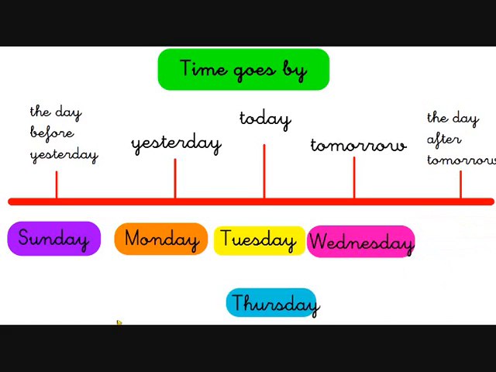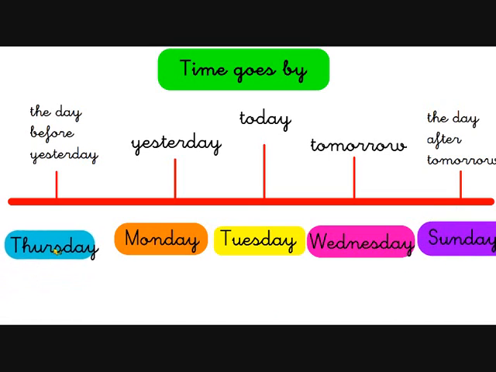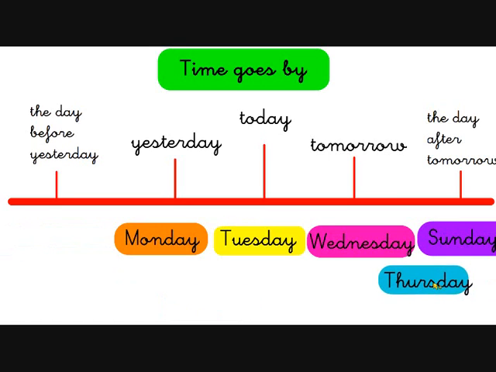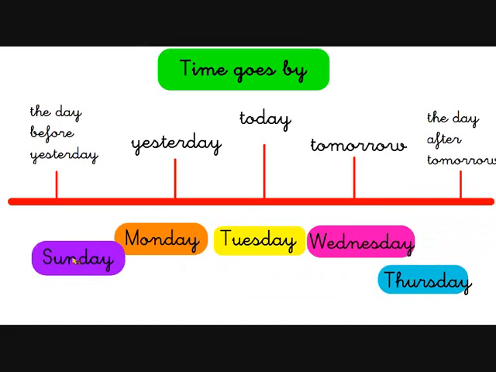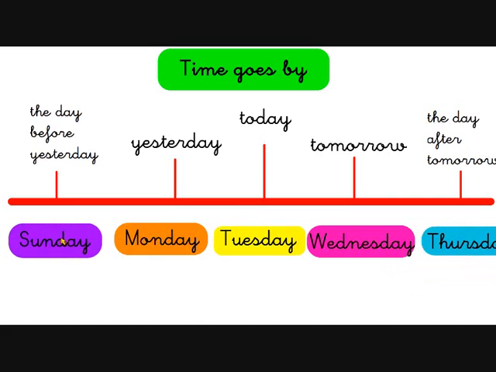Can we put Thursday here and Sunday here? Is this correct? No, no, no, because Thursday goes after Wednesday, not before Monday. Before Monday goes Sunday. Here is before and here is after. The timeline, remember? Good.